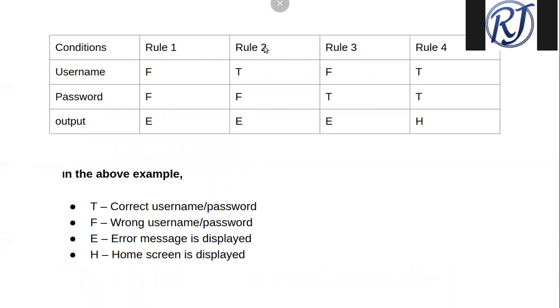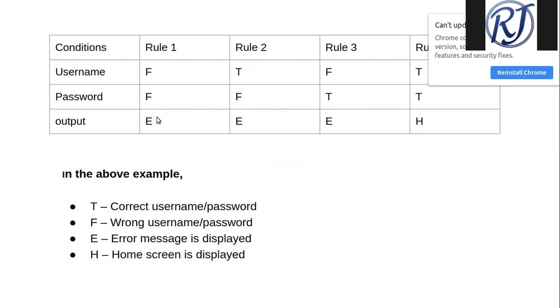This is the way we make a decision table. Here I need to test for two inputs: username and password. Each input I represent in a row, and the last row will be the output, and the various rules, meaning conditions, we will represent in columns. So here we have four rules.